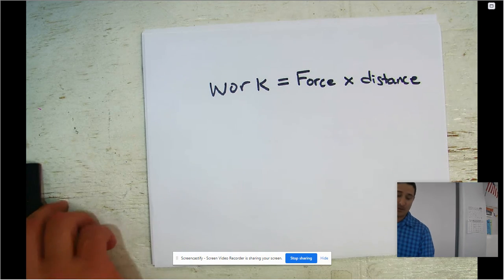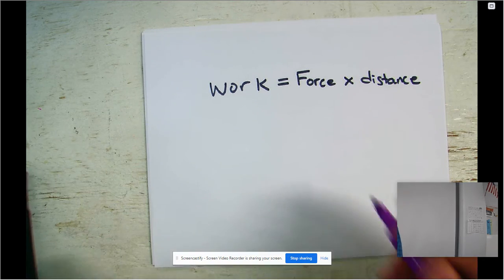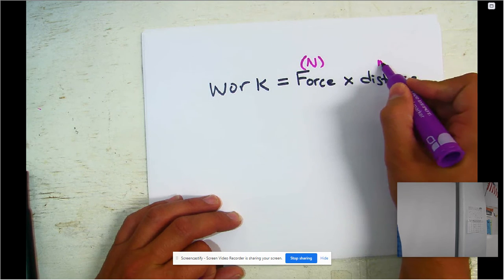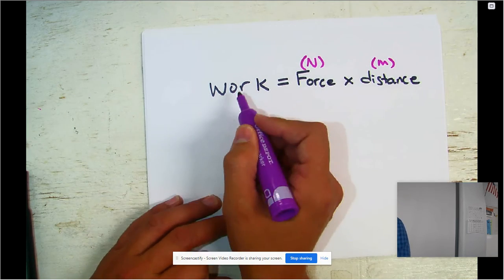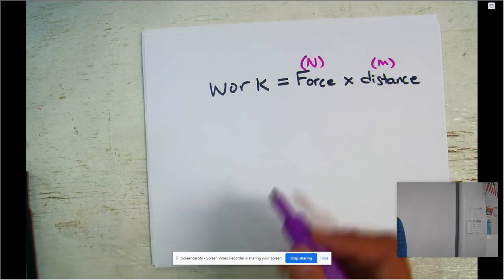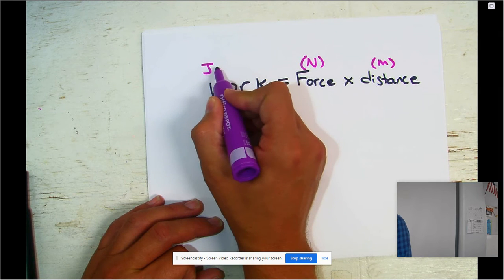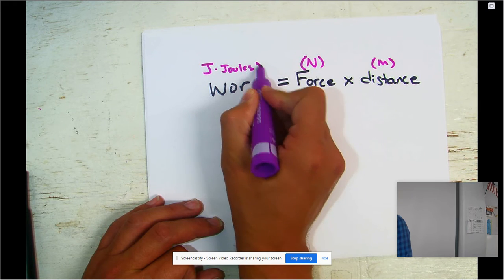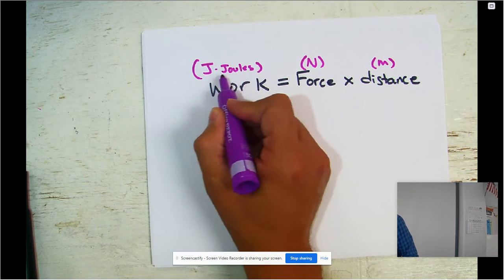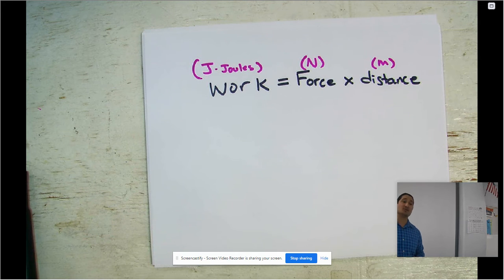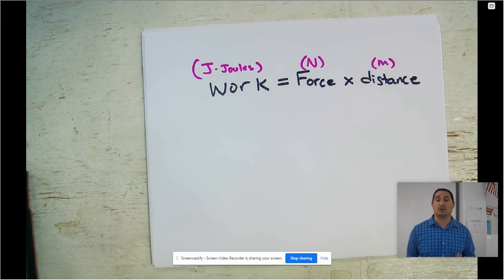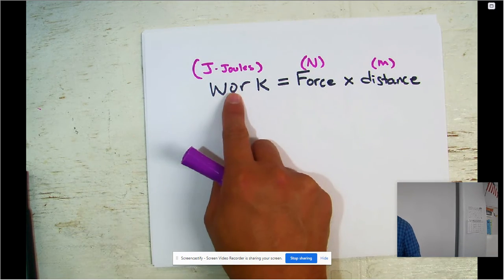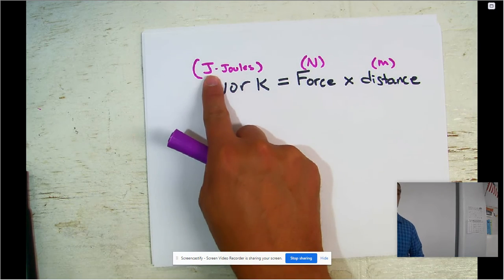So let's take a look at some of our units for these things here. For force, we should know by now that force is measured in newtons, distance is measured in meters, and work, that's a new unit to us. That is going to be J, which is joules. J, or joules, right? Joules, or J for short, represent the units for work. Our force needs to be in newtons, our distance needs to be in meters, and work is a newton meter. We're joules, or J.